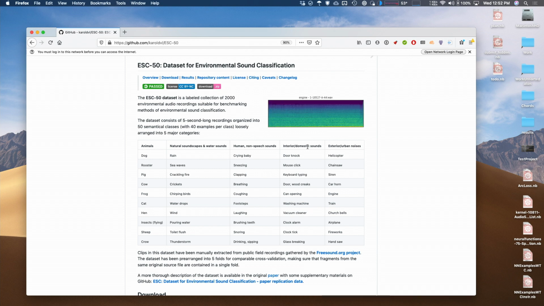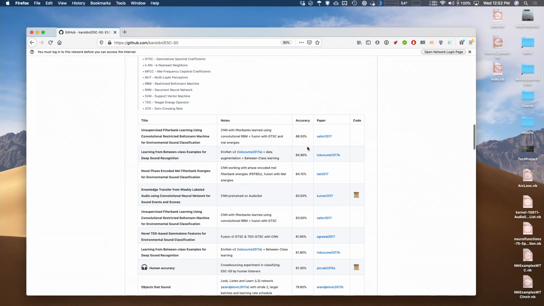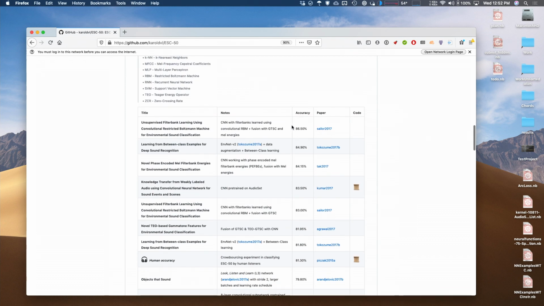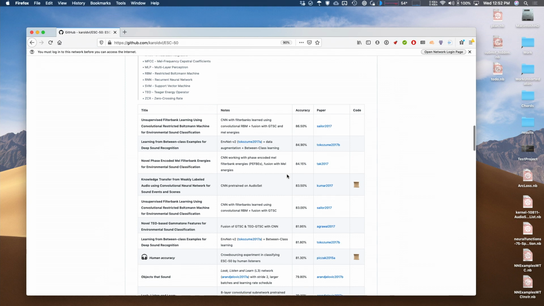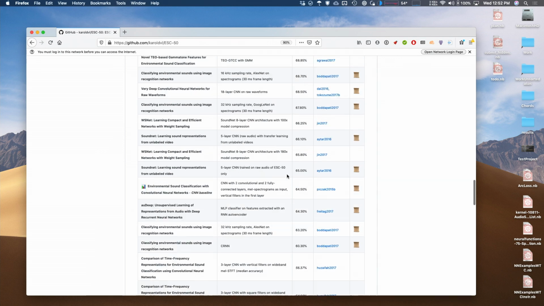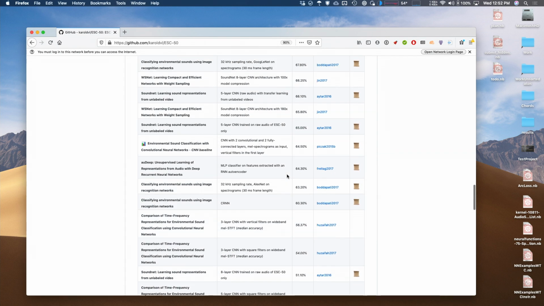The amount of data is pretty short. It's just 2,000 examples per 50 classes. And you can see how the maximum accuracy that was achieved was about 86%. This is kind of out of date. This is just from 2017. The original paper that presented this data set was released in 2015, and they reached an accuracy of 64%, training a ConvNet from scratch.